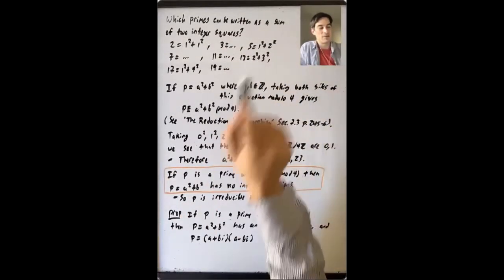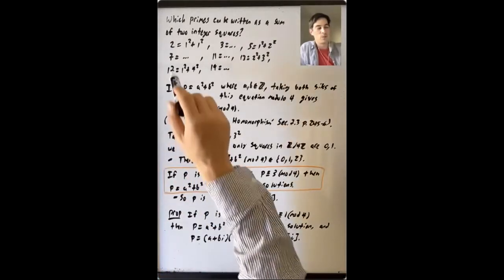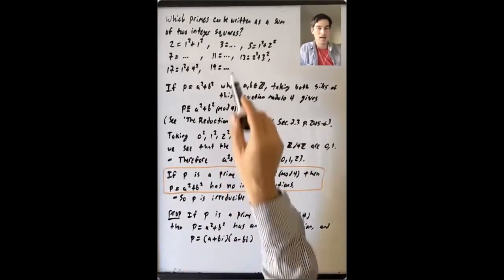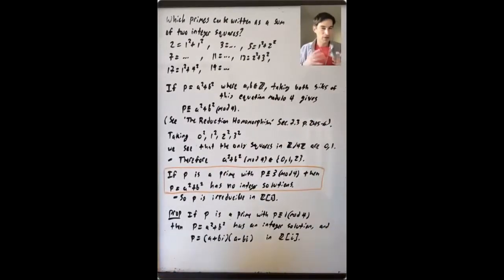13 is 2 squared plus 3 squared. 17 is 1 squared plus 4 squared. 19 I can't do. And you could go on, but hopefully if you stare at this list, you'll be able to guess what the right answer is. So I want to tell you part of that right answer now.